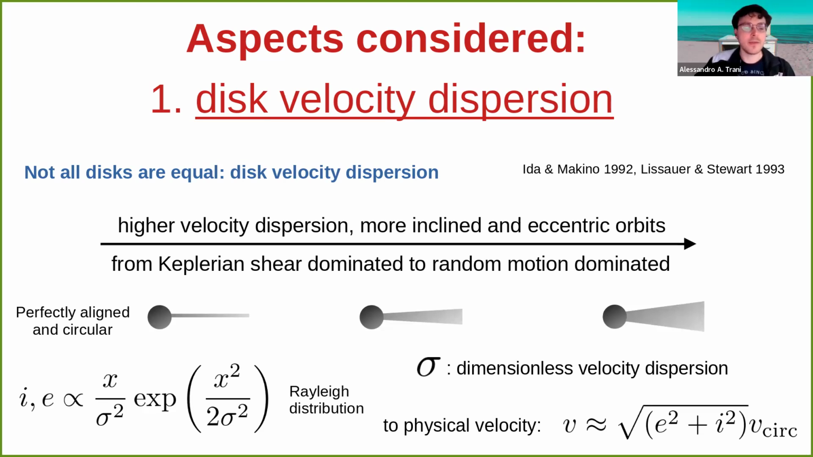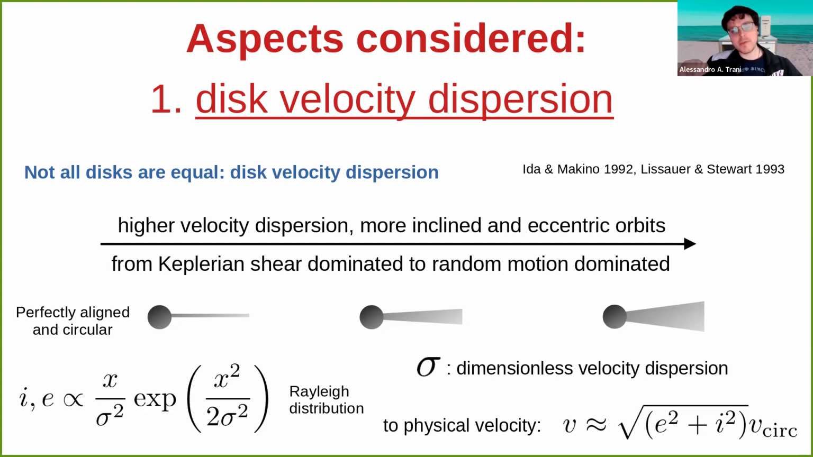And a disk is a bit different because the disk has coherent motion. In a star cluster, the stars are randomly oriented, and they are self-gravitating. So basically, they move in the mean potential of all the other stars, while in a disk, there is a coherent motion.